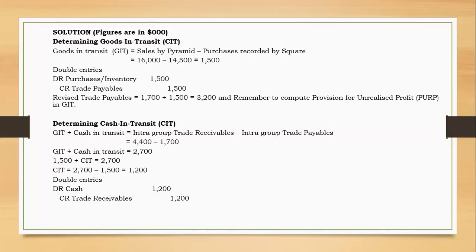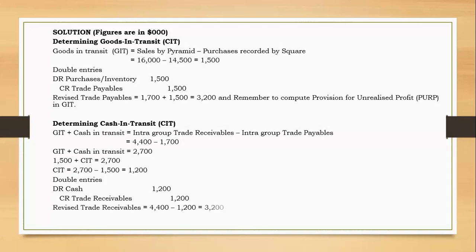So this is how you record the goods. You make these transactions here, the goods in transit and cash in transit. This one means goods in transit, this one 1,500, and this one the cash in transit, 1,200. Right? So this is what you do.